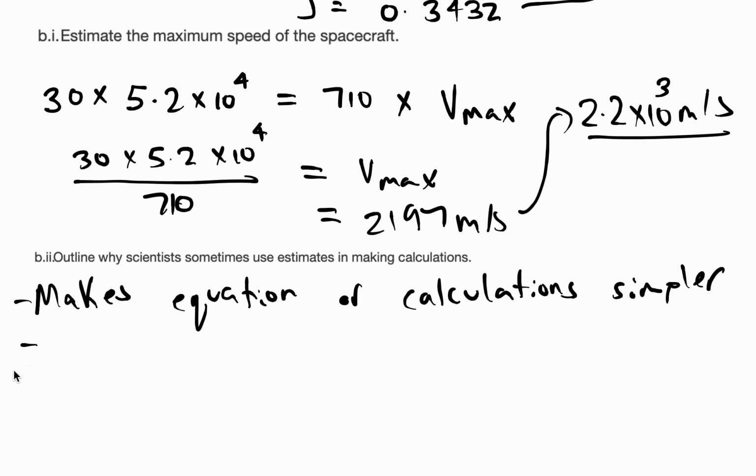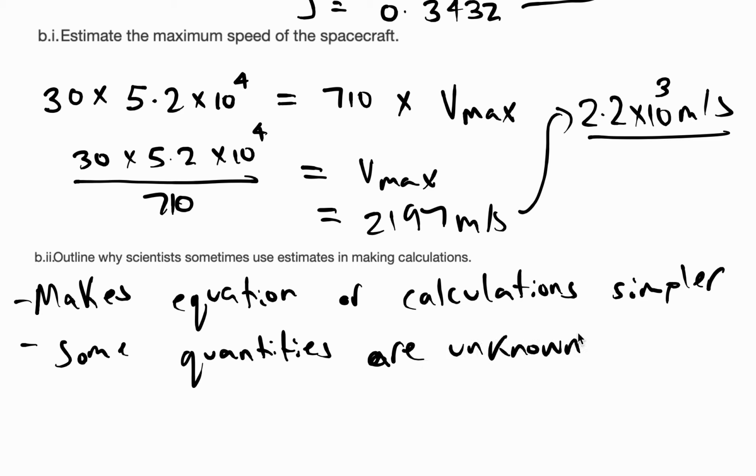Maybe another point is that some quantities in the equations are unknown, as they usually are, because in lots of scientific experiments, lots of quantities are unknown, and we have to use estimates or approximations to calculate them. So some things might be unknown, or maybe just simply precision is not important in the experiment.